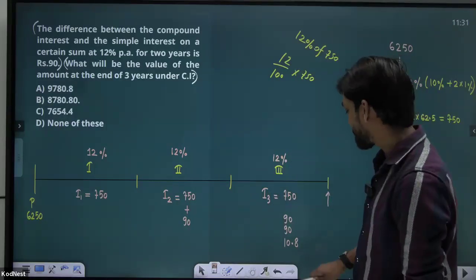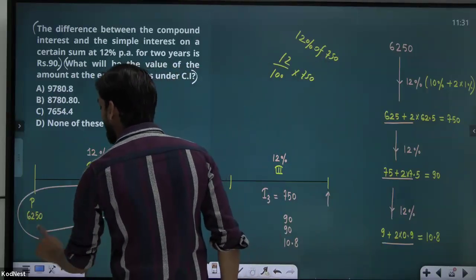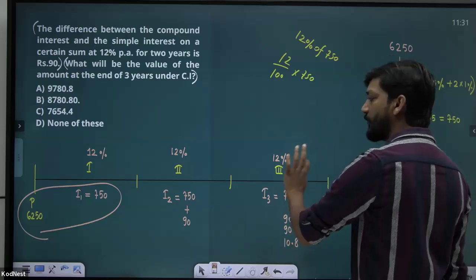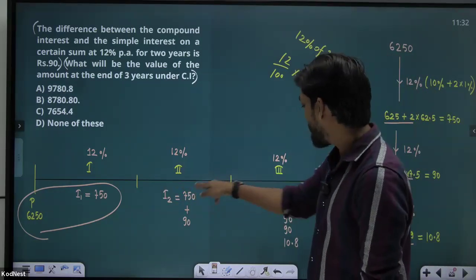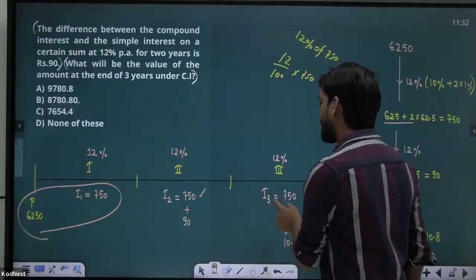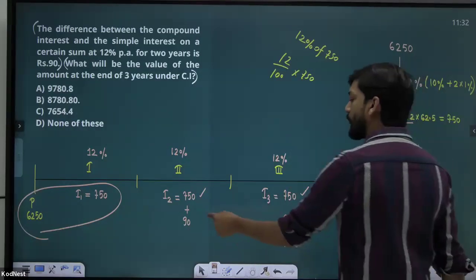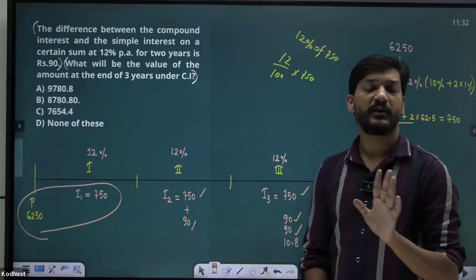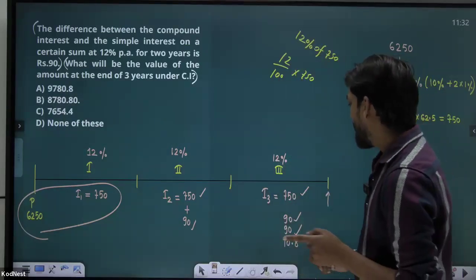So let's see. Add these two values, you will get 7,000. 750 will be 1,500 rupees. So 7,000 plus 1,500 rupees will be 8,500 rupees. Now 90, 90 and 90 will be 270. So 8,500 plus 270 will be how much?